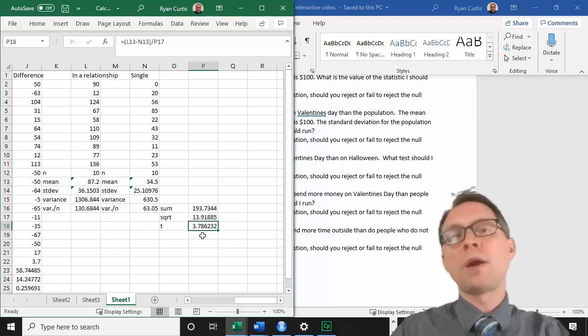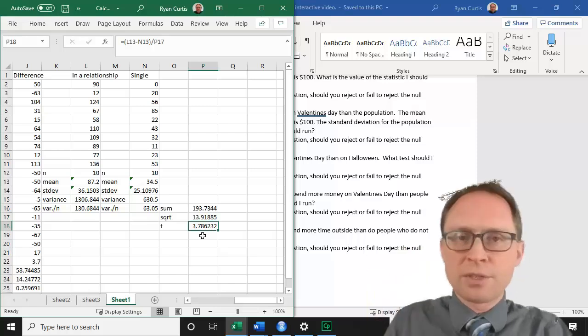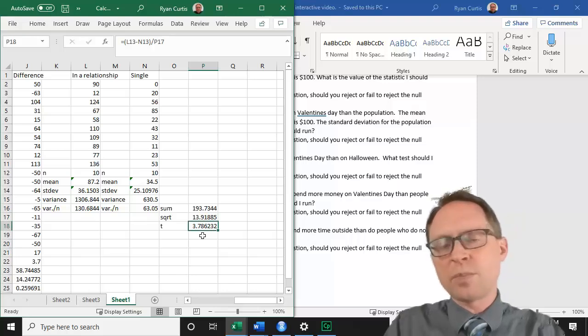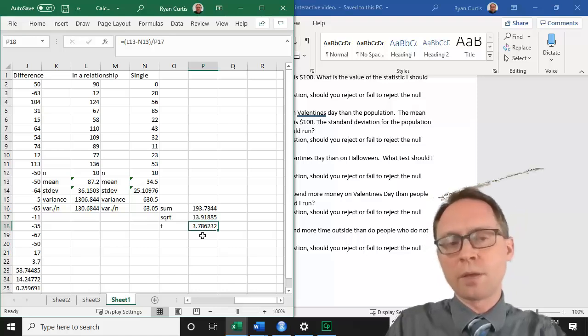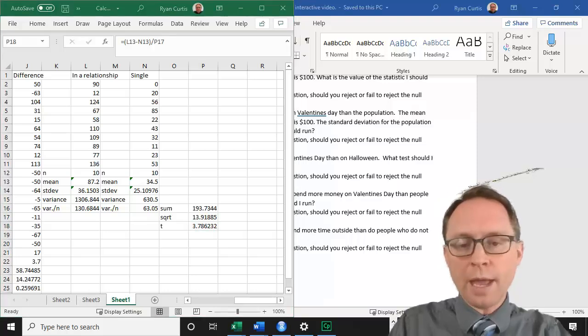Degrees of freedom are n sub 1 plus n sub 2 minus 2. It's everything minus 2. So there's 10 in the first group, that's n sub 1. 10 in the second group, that's n sub 2. You add those together, you get 20. Minus 2, you get 18. So it's 18.